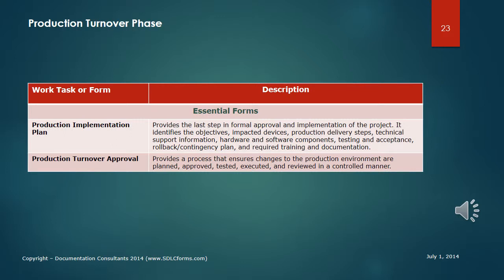The production turnover phase consists of carefully documenting the steps that are required to place a fully tested system or application into production, while the production turnover approval is used to obtain approval from all stakeholders before the application or modification is placed into production.